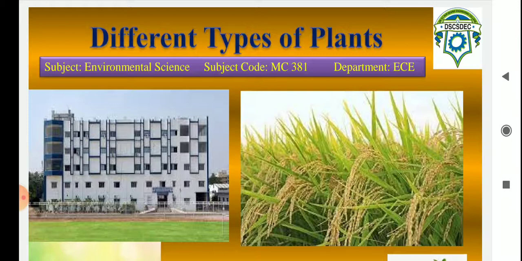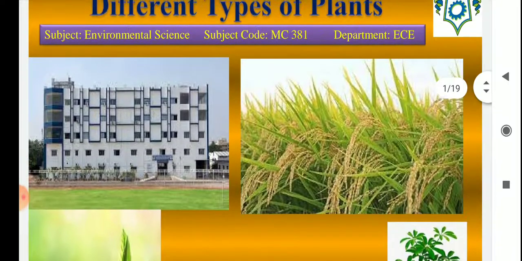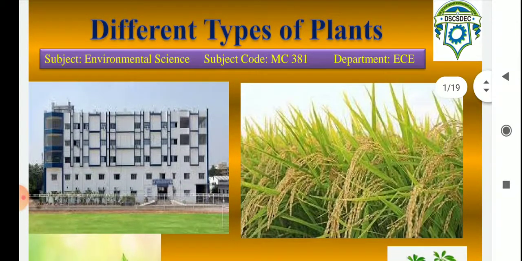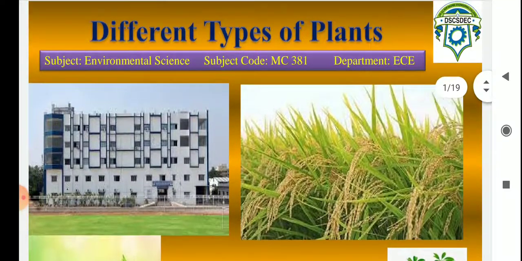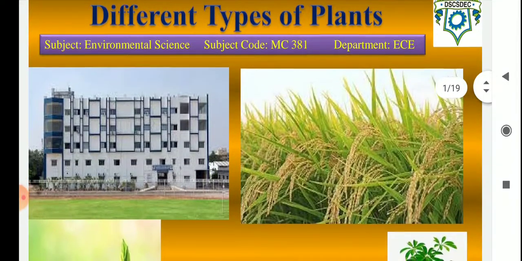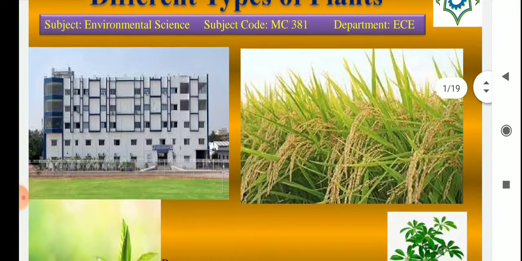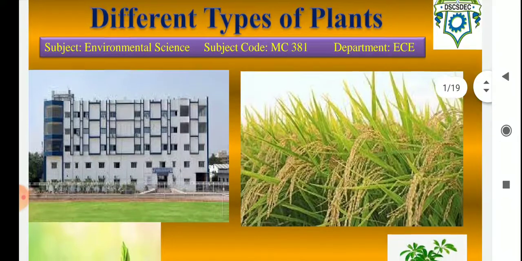But today, students, we will discuss plants. The topic name is different types of plants. So today we will discuss the classification of plants. We know that in our world a number of plants are present. Now by this classification we want to get an idea about the different types of plants.